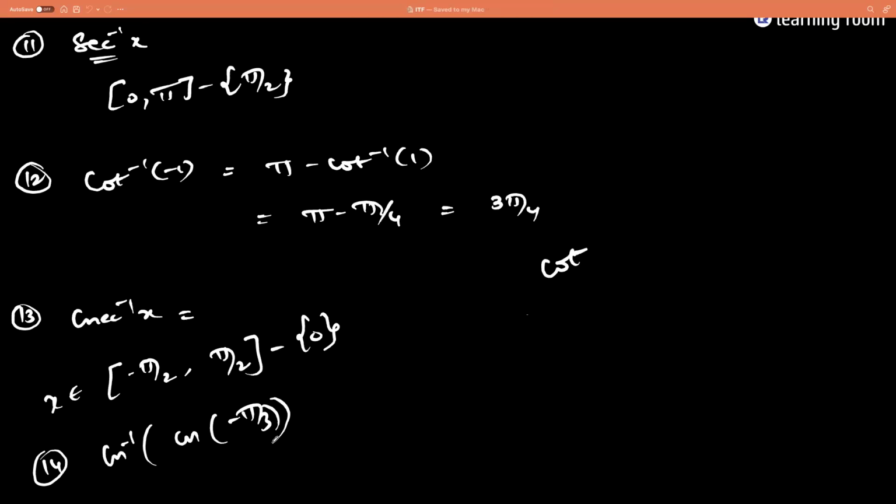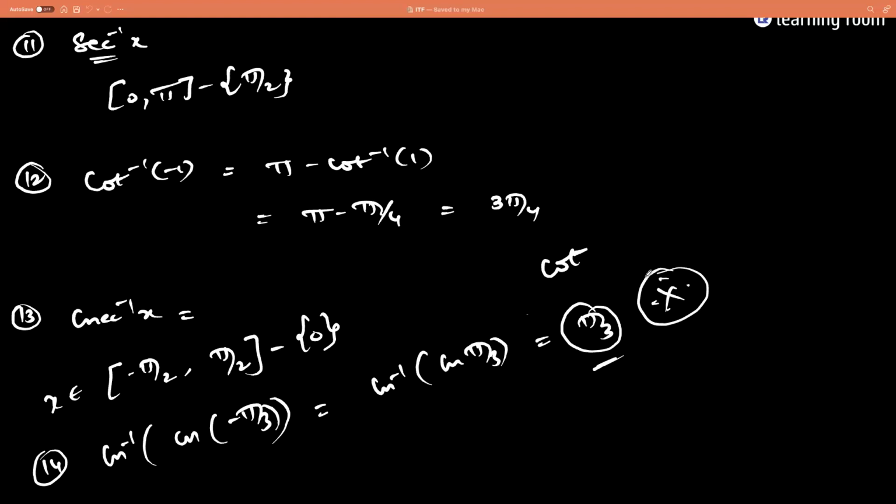Sir, 2 pi by 3. Why? Sir, it is pi by 3, sir. Pi by 3. Why? Because in the fourth quadrant, cos is positive. Cos of minus theta is cos theta only, no? So they've confused you. Cos inverse of cos of pi by 3 only, which is going to give you pi by 3. That's clear. So be very careful. Actually, somebody told minus pi by 3. No option is there. Be careful, okay?